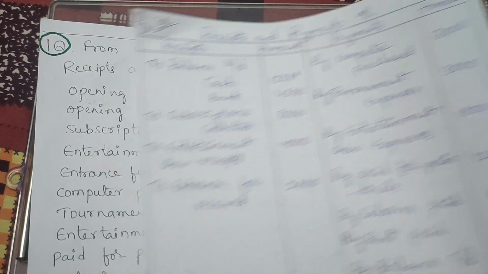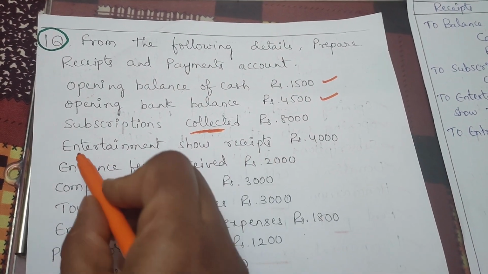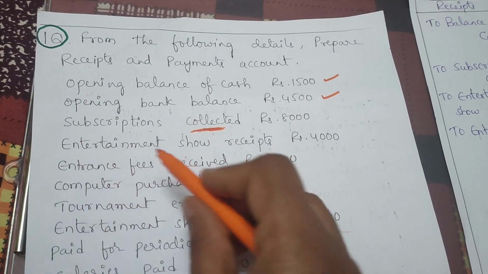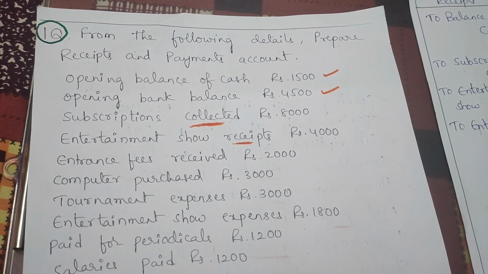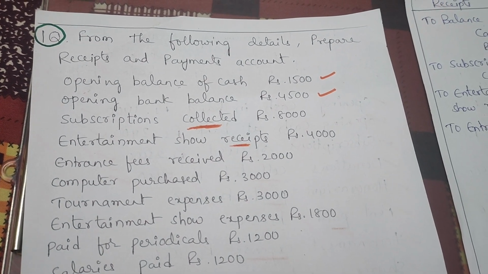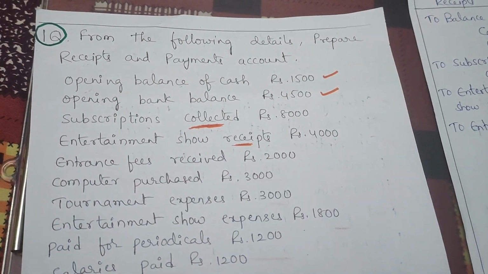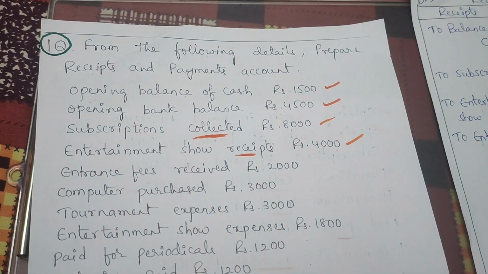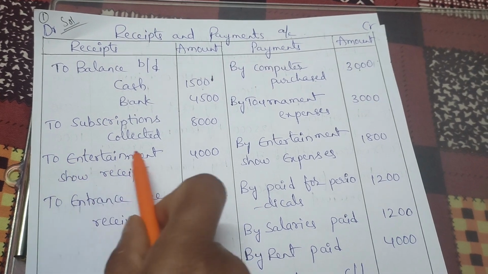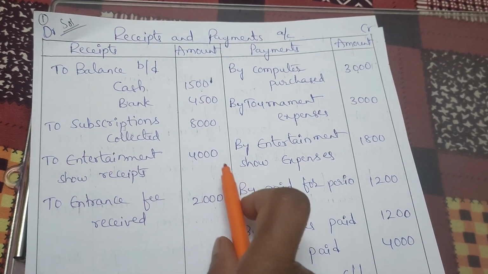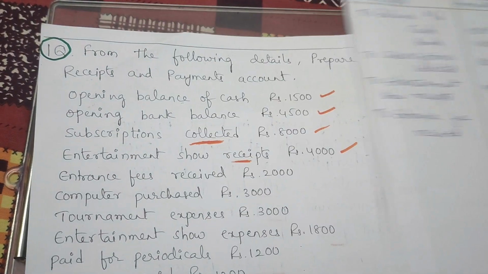Okay. And next one, entertainment show receipts. The word receipts gives us a clue that it will appear on the debit side under receipts. So this 4,000 entertainment show receipts we should record under debit only. So entertainment show receipts, 4,000 rupees. Okay. Next one.